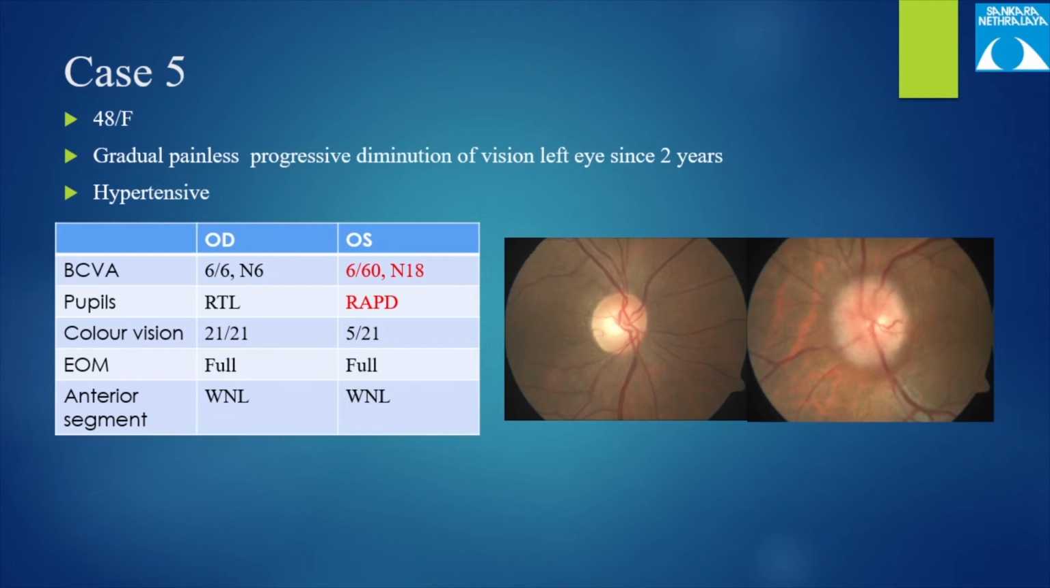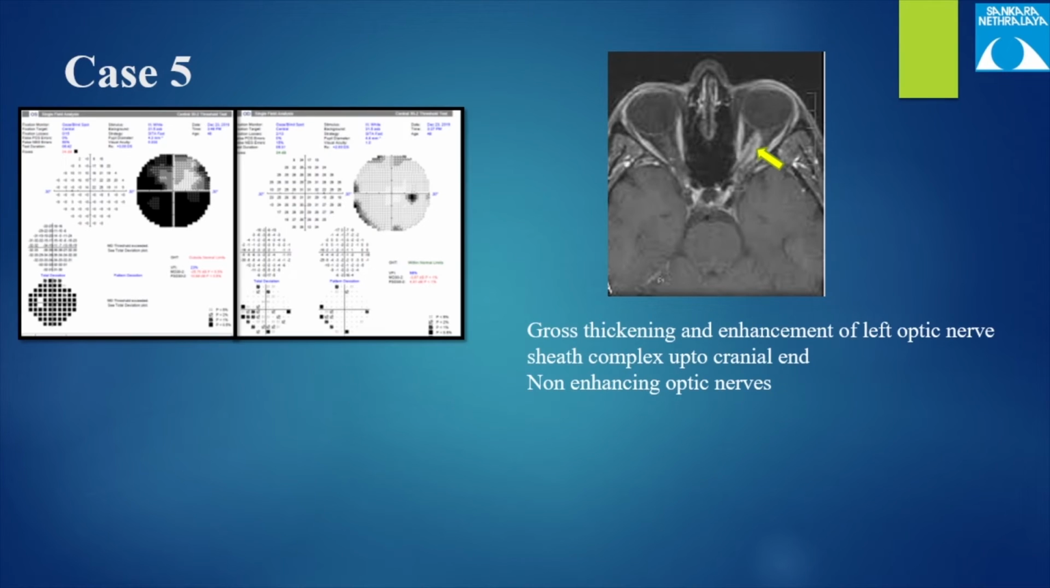What is one aspect going against ischemic? Gradual pain. Okay, this is almost a chronic thing. So again, she had a three-quadrant defect, but MRI showed thickening of the optic nerve sheath complex. So this patient had optic nerve sheath meningioma.